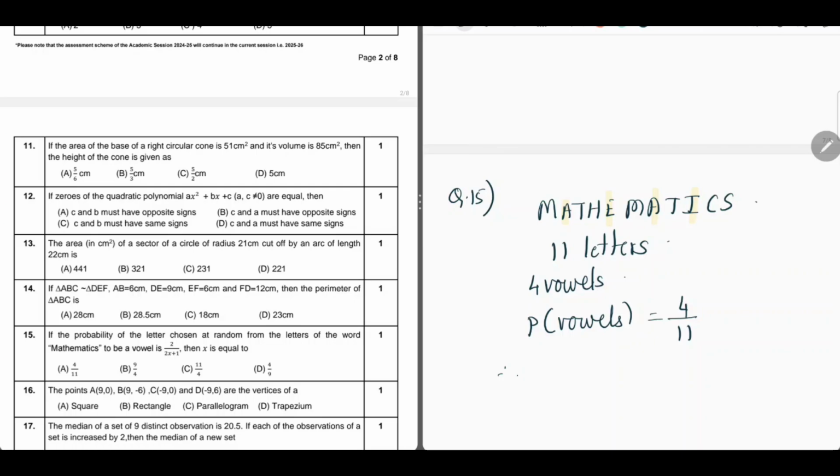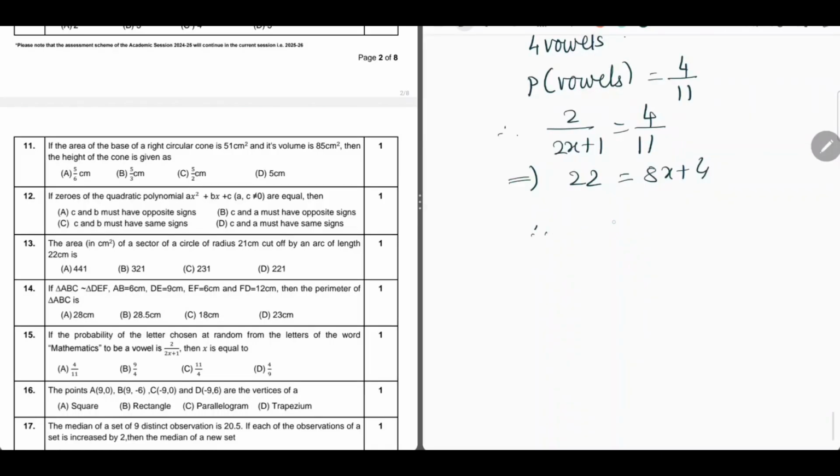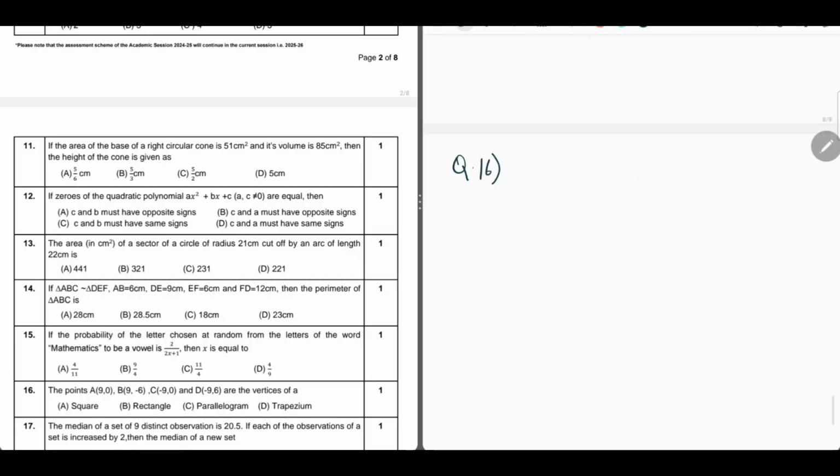The question asked is, the probability of a vowel is 2 upon 2x plus 1, then find the value of x. So 2 upon 2x plus 1 is equal to 4 by 11, which implies by cross multiplication 22 is equal to 8x plus 4. Therefore 8x is equal to 18, which implies x is equal to 18 by 8, that is 9 by 4. That is option B.